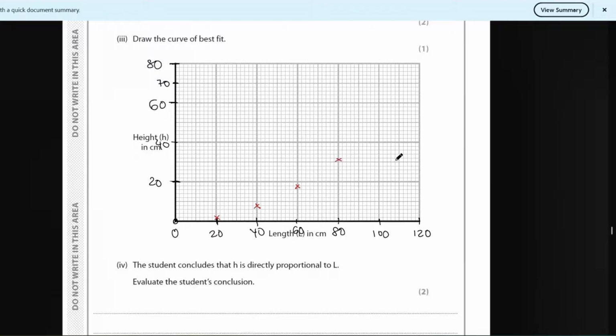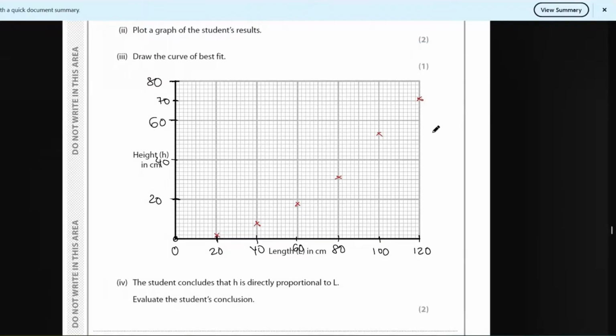When length is 100, height is 53. So 50 is here, that is 52. 53 would be there. Last one, when length is 120, height is 71. 71 would be here.